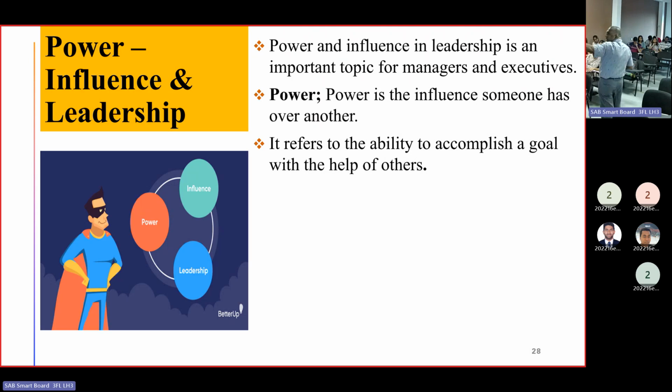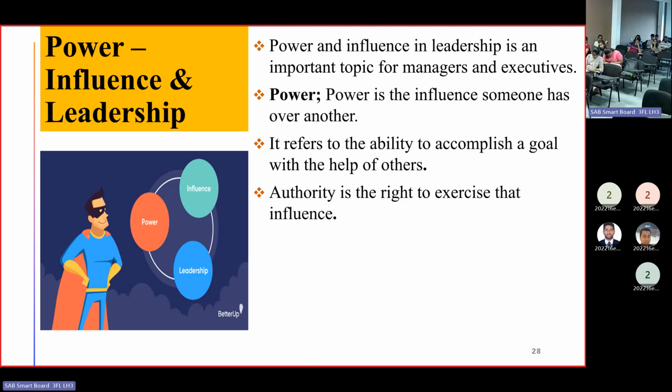That way, they are the position leaders. Power comes because the general manager of finance has authority over the accountant, but he may not have authority over the marketing manager. You understand that? But he can influence, because he is accepted, but not by law or by regulation of the company. So then you have to see, it refers to the ability to accomplish goals with the help of others.